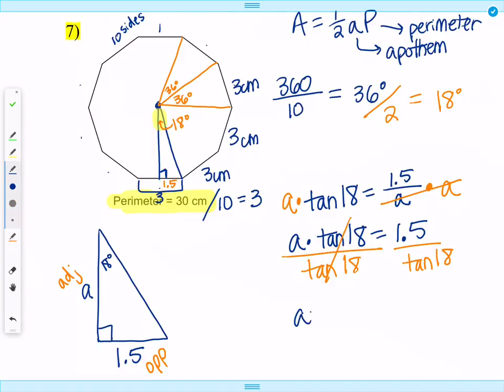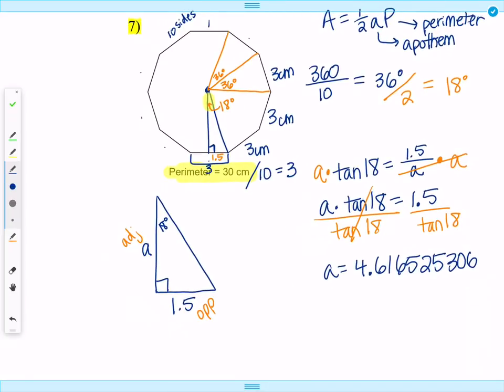And so now our A we're just going to put into the calculator. So this is 1.5 divided by tangent of 18. And so for A we get 4.616525306. Remember we talked about precision here, and we want to try to keep our answers as precise as possible. So that's why I'm putting a lot of decimal places on this one. And then at the end is when I will round down to just 3 decimal places.